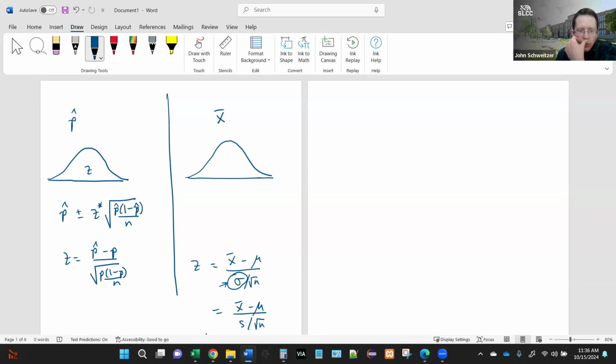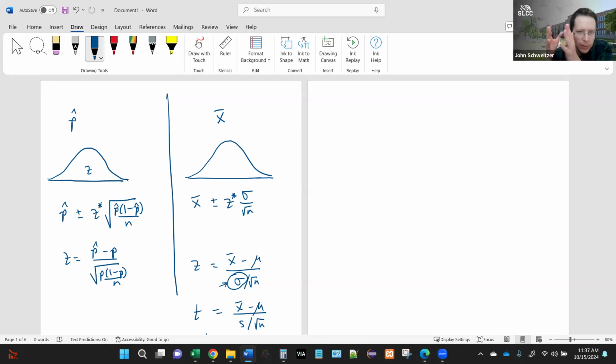Okay, in fact, we lose the z distribution altogether, and what it creates is another distribution. It's called the t distribution. If you somehow know what sigma is, then the confidence interval for mu truly is z star sigma over the square root of n.